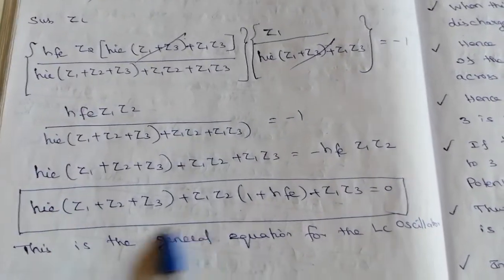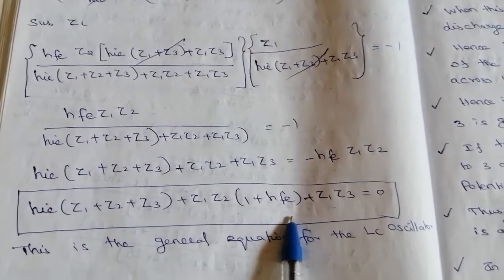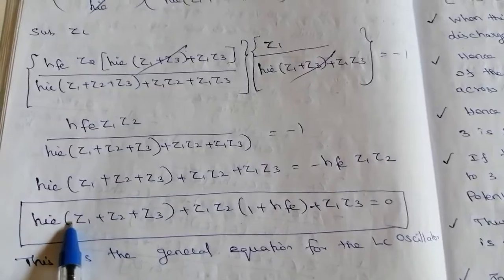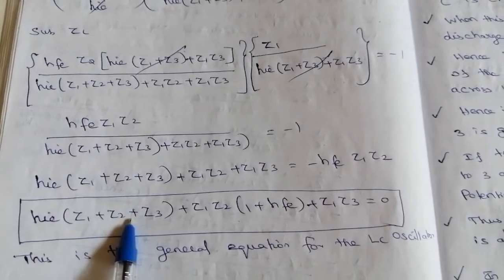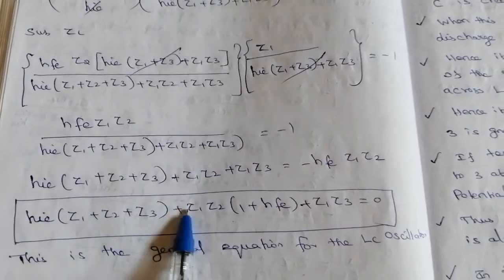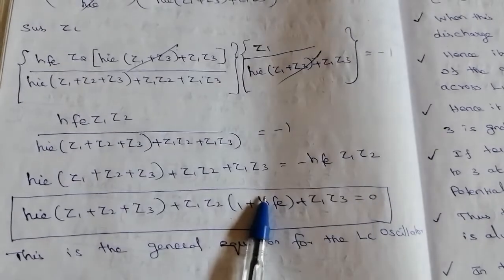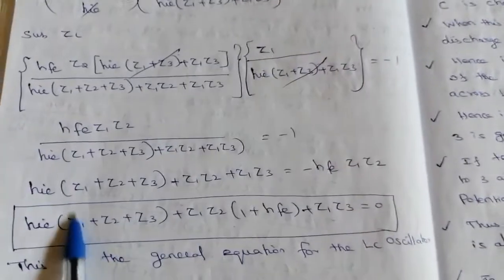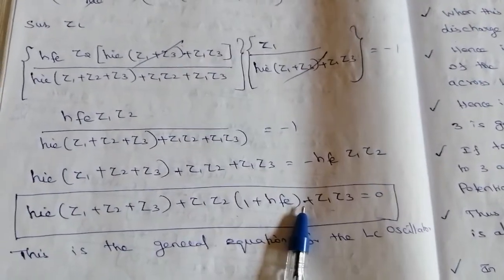So based on this equation, we can substitute based on the circuit whether Z1 is inductive or capacitive. Like this, you have to substitute the values. We can get the frequency of oscillations by using this general equation of the LC oscillator. Right?